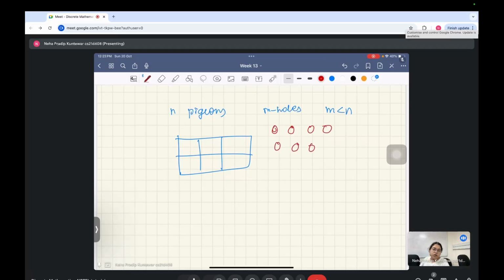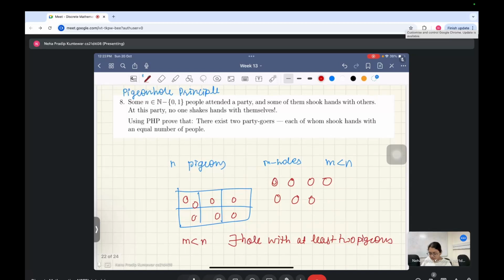Okay, then what it says is if each pigeon goes into a hole, then there has to be at least one hole which has at least 2 pigeons. So if m is less than n, then there exists a hole with at least 2 pigeons. And while it is a very simple to state and simple to understand principle, the applications it has are humongous. So let's understand this with an example.